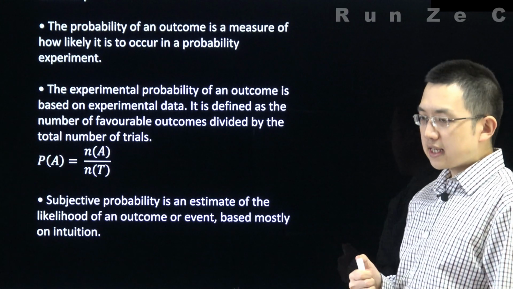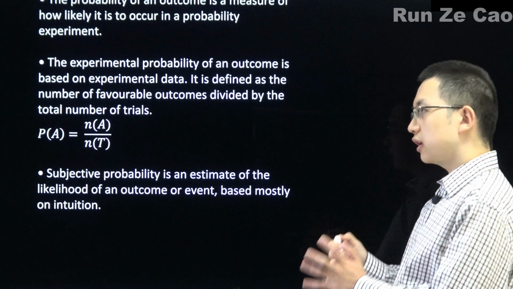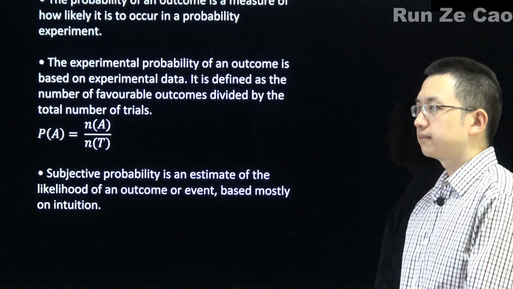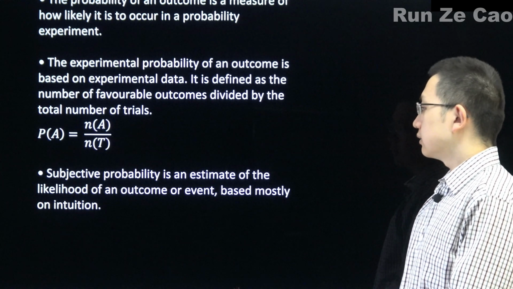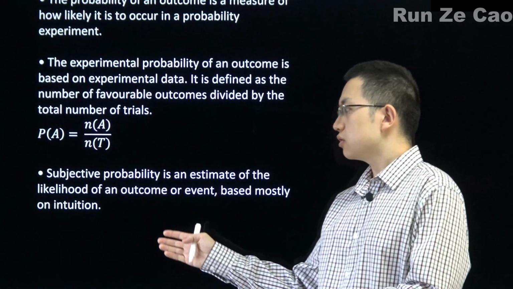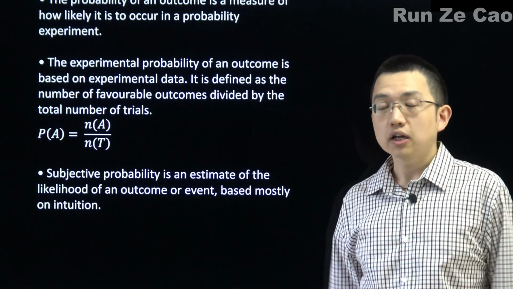Subjective probability is an estimate of the likelihood of an outcome or event based mostly on intuition. Intuition, oh well, yeah, it's kind of a guess, but it usually relies on life experience, which makes it an educated guess.